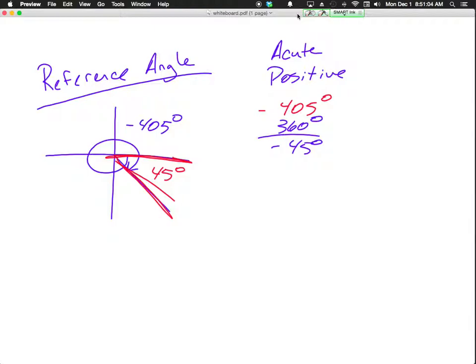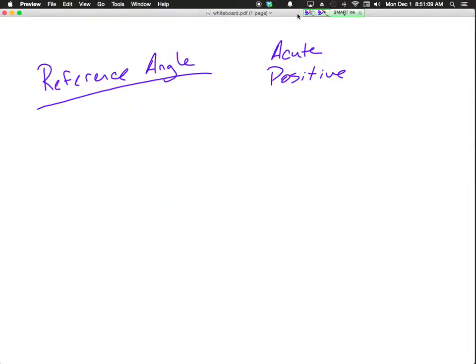All right, let's try one with radians. I want to find the reference angle for 7 pi over 12. 7 pi over 12. Close. Alright, so let's change it to degrees. So 180 over pi, and I end up with, I believe we end up with 105. We'll work it out.